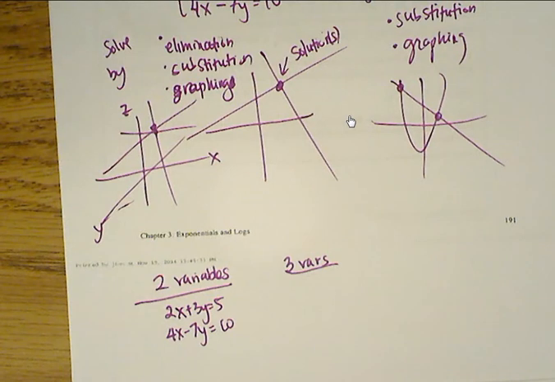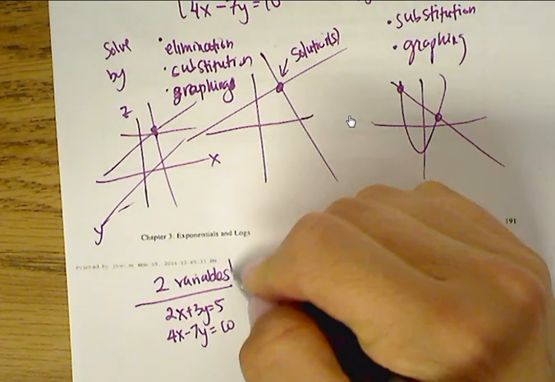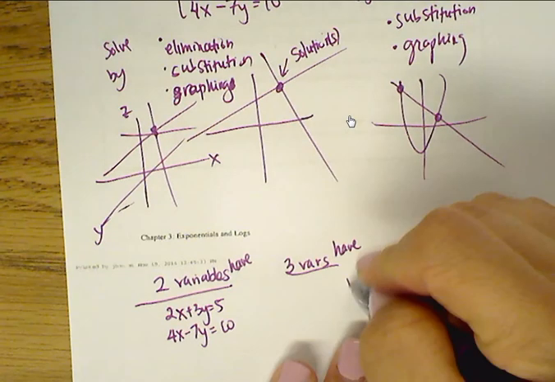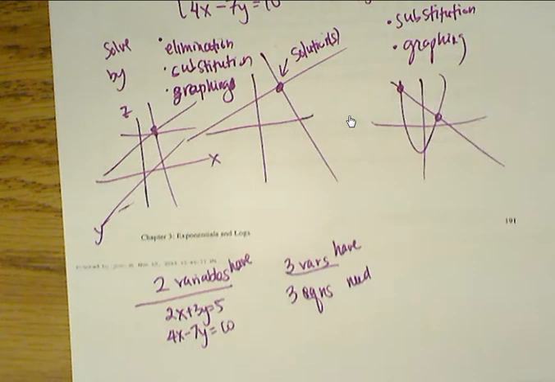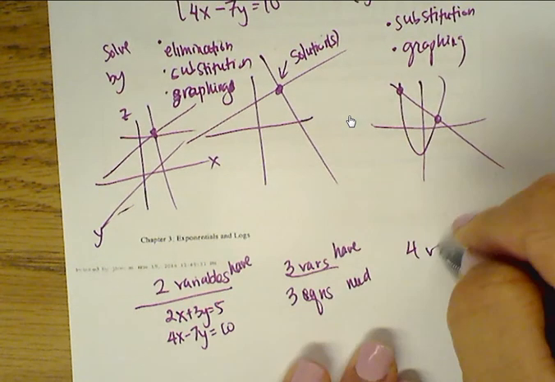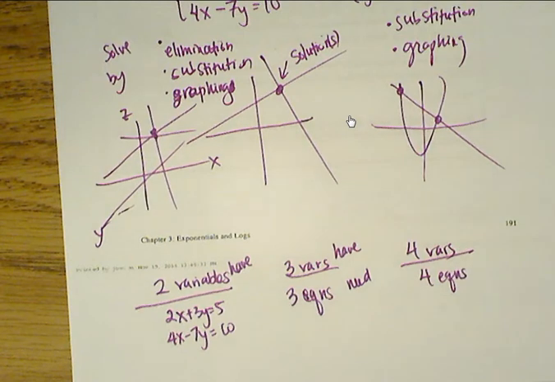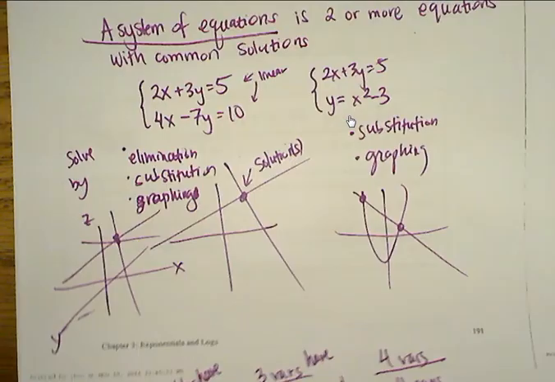Okay? 3 variables. If I have 3 variables, how many equations do I need? 3 equations. If I have 4 variables, how many equations do I need? 4 equations. That's just some background knowledge. You guys cool with that? Okay. So let's go back here.